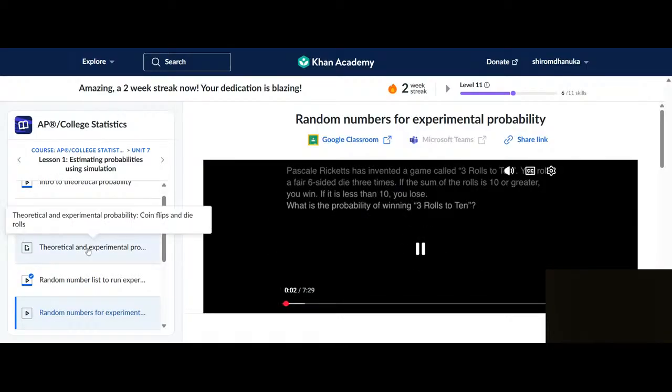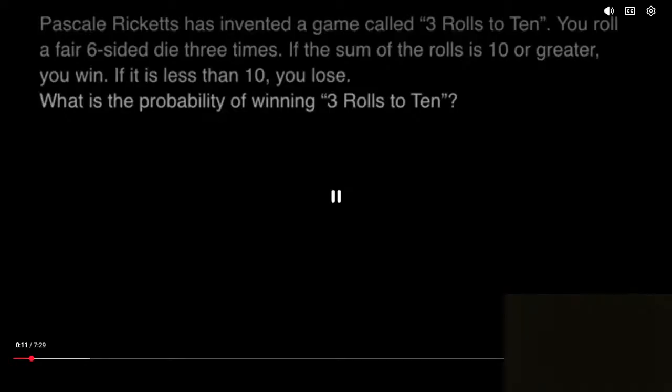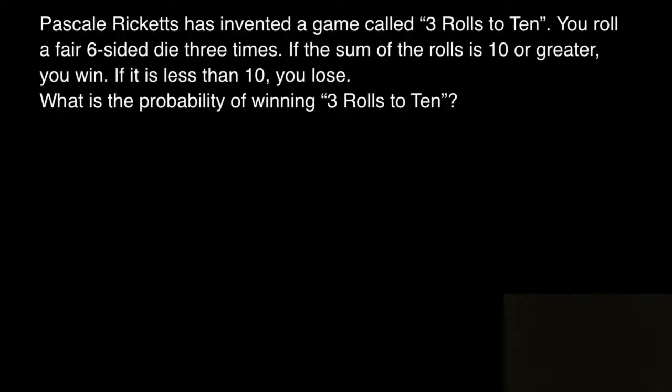Pascal Ricketts has invented a game called 3 rolls to 10. You roll a fair 6-sided die 3 times. If the sum of the rolls is 10 or greater, you win. If it is less than 10, you lose. What is the probability of winning 3 rolls to 10?